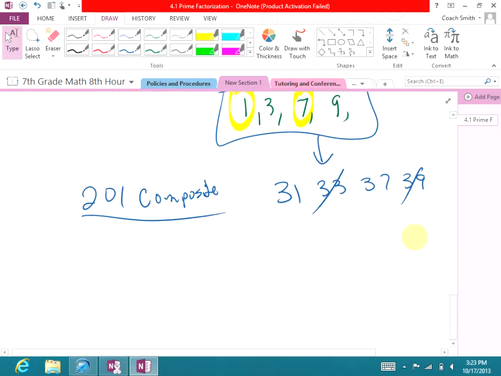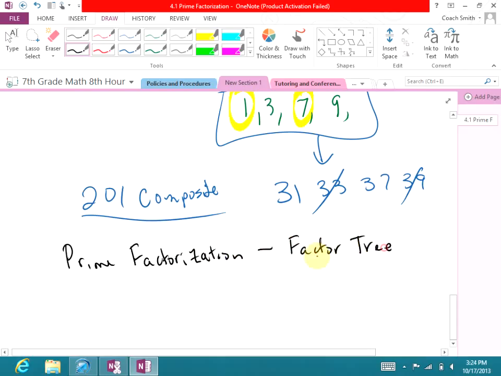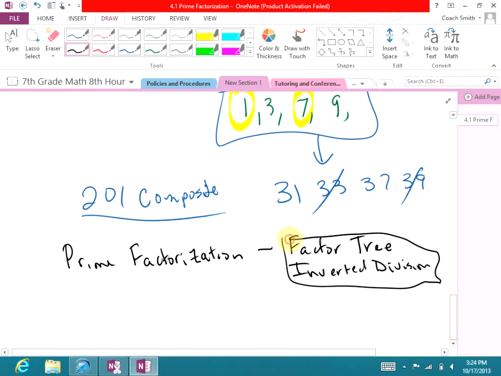All right. So tomorrow, we're not going to have any work over it today. Tomorrow, we're going to talk about the actual prime factorization. Okay? And that's talking about the factor tree and inverted division. That's what we'll discuss tomorrow and finish up the lesson. Okay? Volleyball girls, you can go.